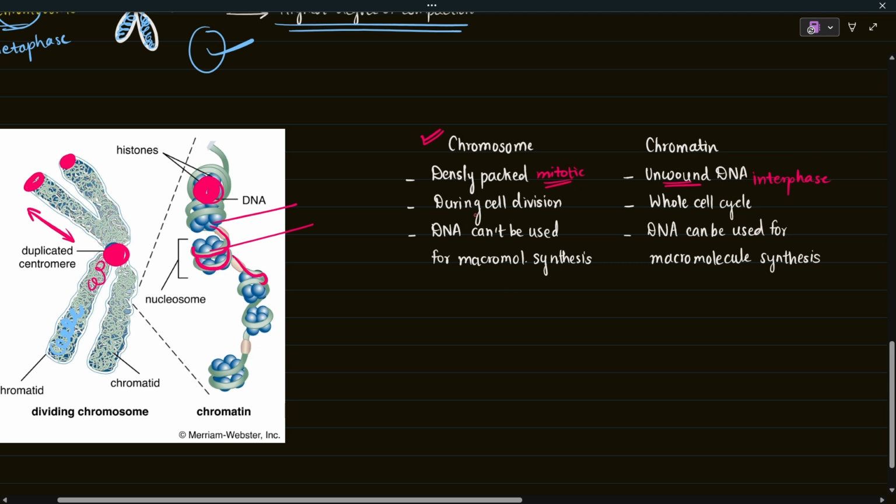It's written here. See, during cell division you can find a chromosome, while chromatin is found during the whole cell cycle, because during the whole cell cycle it is metabolically active, right? So you need to transcribe the DNA. That's why it is unwound, so that it is easily accessible. Okay, so the DNA can be used for macromolecule synthesis, meaning it can be used for RNA synthesis. So these were the differences between chromosome and chromatin.